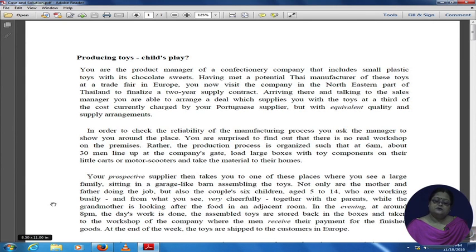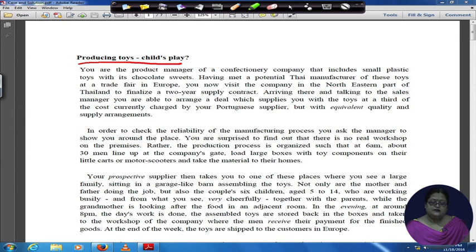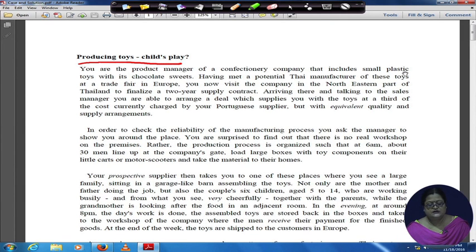So the case goes as follows: you are playing the role of the decision maker, the product manager of a confectionery company that includes small plastic toys with its chocolate sweets. So you can understand, they include small plastic toys with its chocolate sweets.